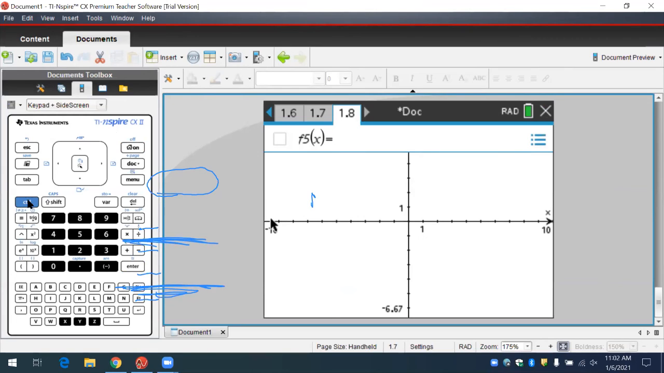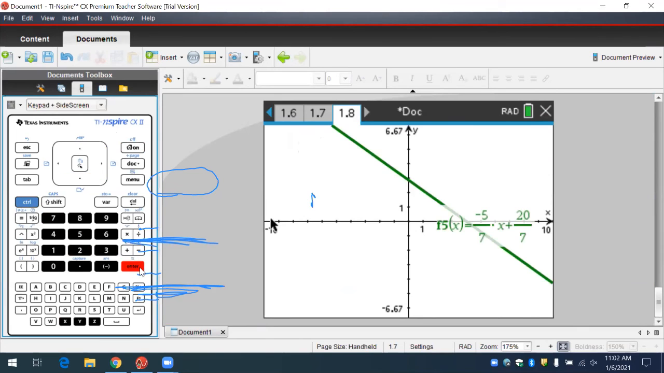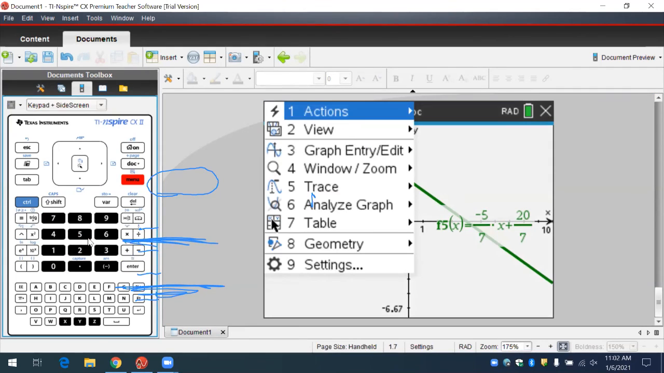All right. So remember, control divide is your fraction. Minus 5 over 7x plus, control divide, 20 over 7. Hit enter. All right, then we always hit menu 5-1, right?